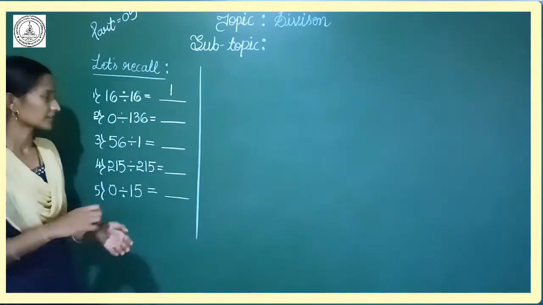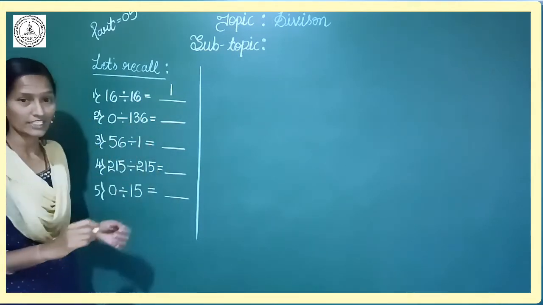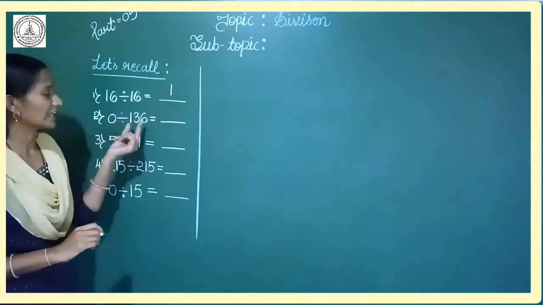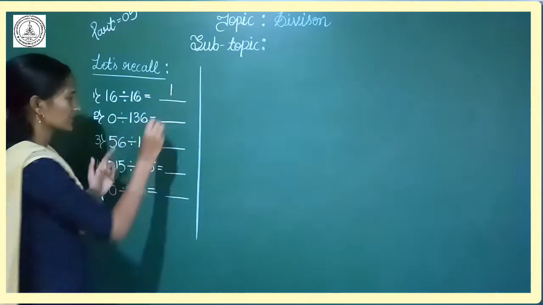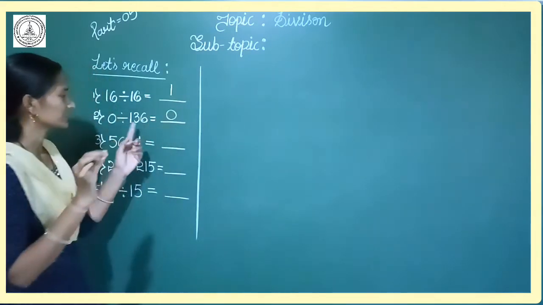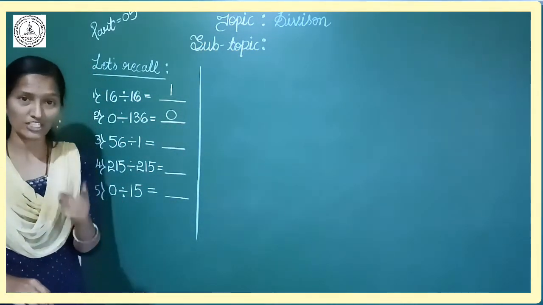Come to the second one: 0 divided by 136. See here, 0 divided by any number, the quotient is 0 itself. So 0 divided by 136 is 0. This is the third property of division.